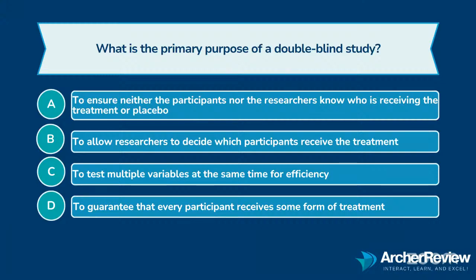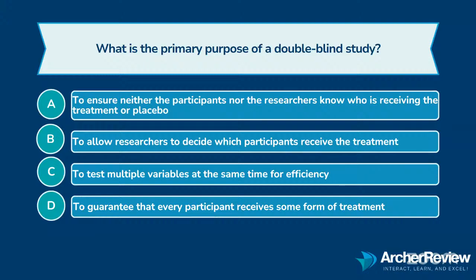Even researchers can't have expectation because they know which group is getting the treatment or the placebo. Okay. And then for B, again, we don't want to hand select who's receiving the treatment. That would skew results. Again, C, if we're testing multiple variables, we don't know what the outcome depended on.